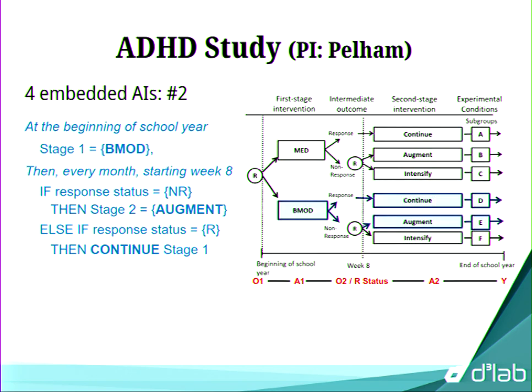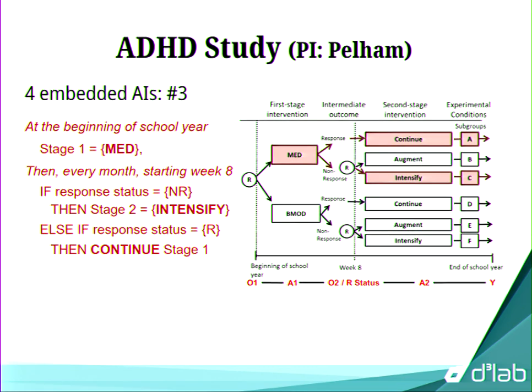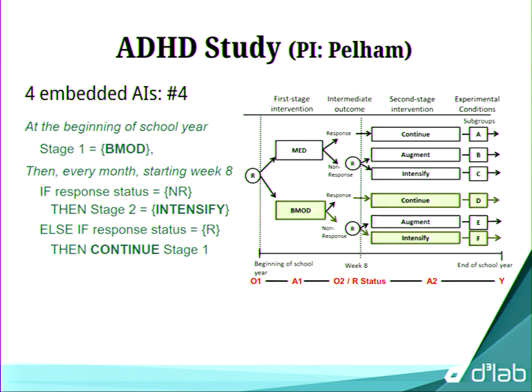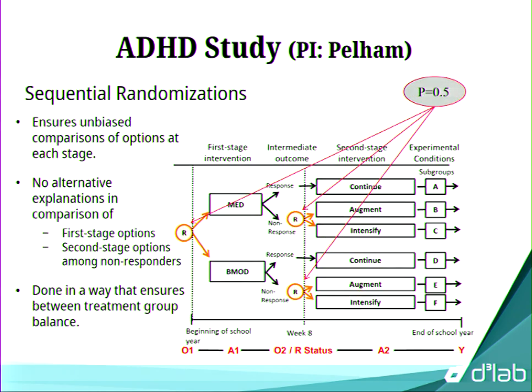Start with BMOD, continue for responders, and augment for non-responders. The third one, start with medication, continue for responders, intensify for non-responders. And last one, start with BMOD, continue for responders, intensify for non-responders. 4 embedded adaptive interventions. All right, we have sequential randomizations.